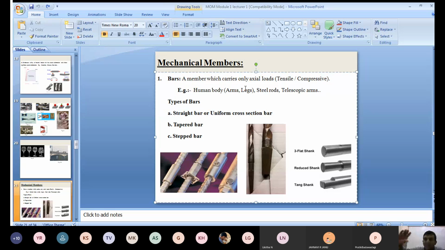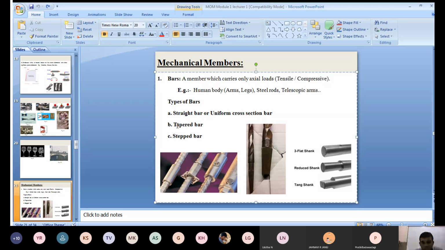There are different types of bars based on the cross section. If the cross section is the same throughout the length, the diameter is the same, then that bar is called a straight bar or uniform cross section bar. You can see in the first picture, throughout the length the cross section of the steel rod is the same. On the circumference, you can see that it is used for gripping purposes.